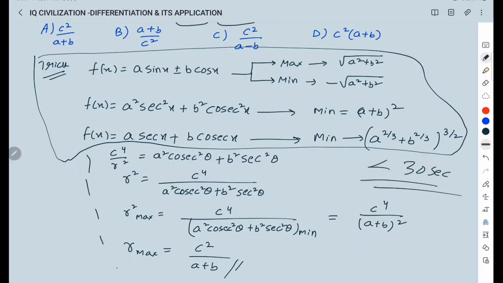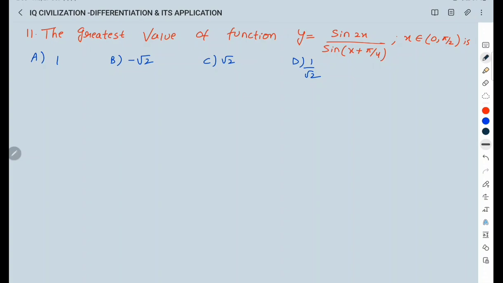Okay, next one. The same old model: we have to find the greatest value of the function y equal to sin 2x by sin of x plus pi by 4. Just like the previous model, we will polish our question. Here it is sin 2x. Sin 2x means 2 sin x cos x. We already know the formula. Very nice. By sin x plus pi by 4.